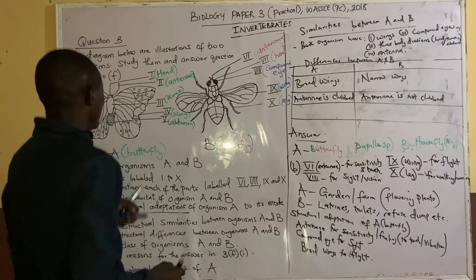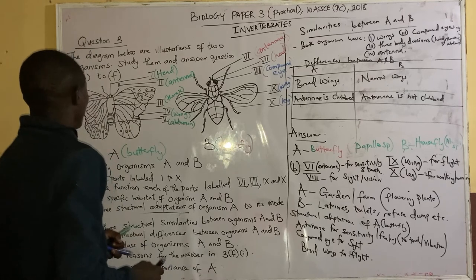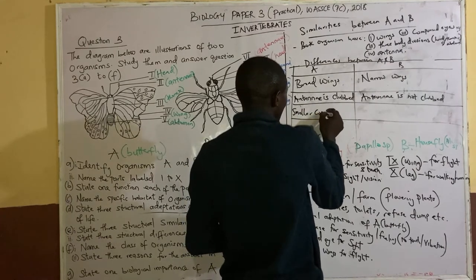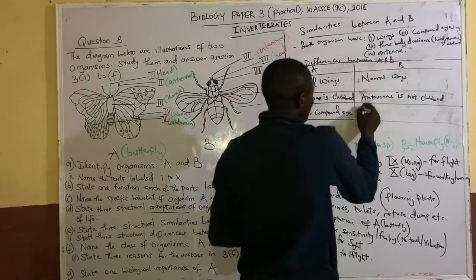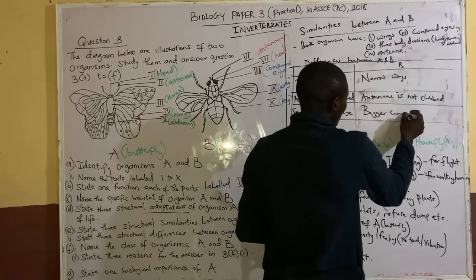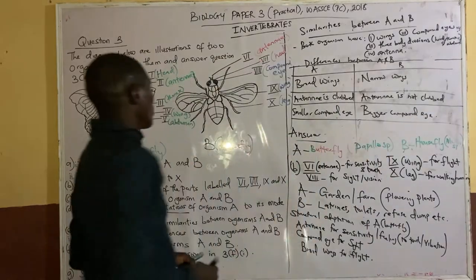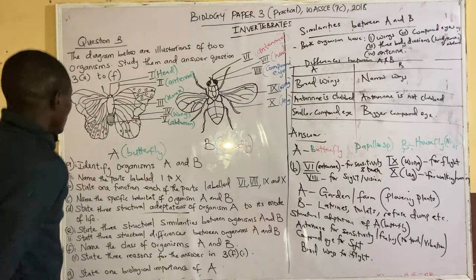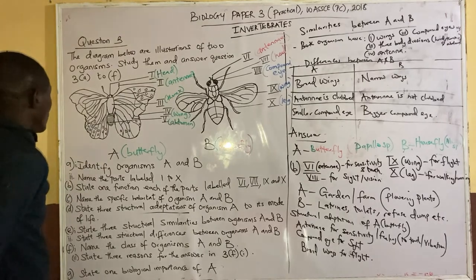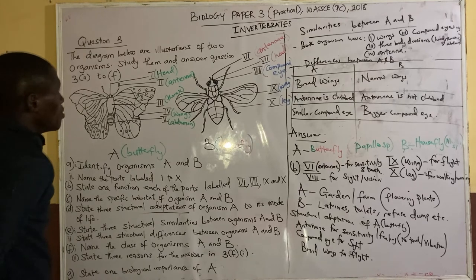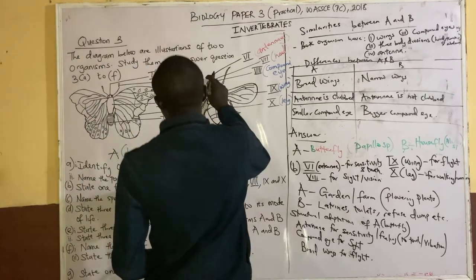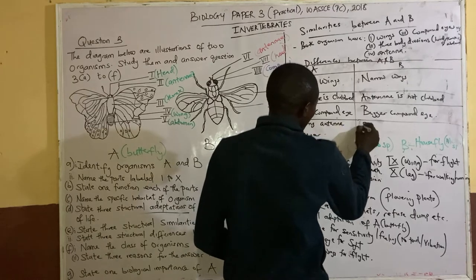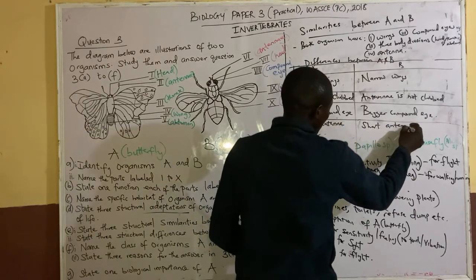Now, what else can we see? We can see that this one has smaller compound eyes, and this one has bigger compound eyes. The antenna of this one is short, this one is long. This one has long antenna. Short antennae. Antennae, that's the plural; antenna is the singular.